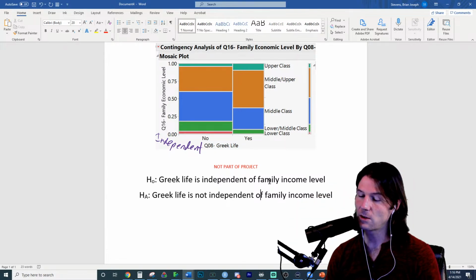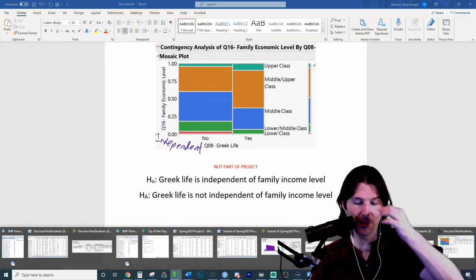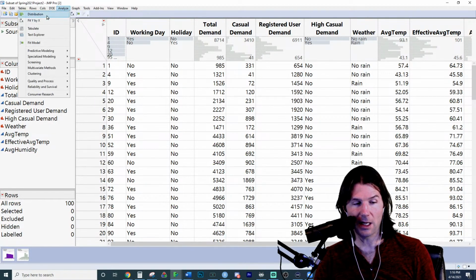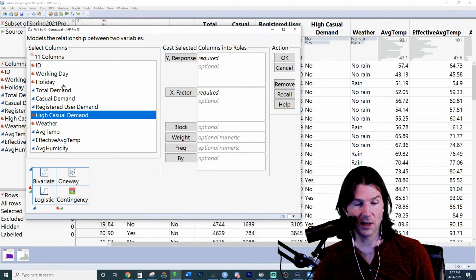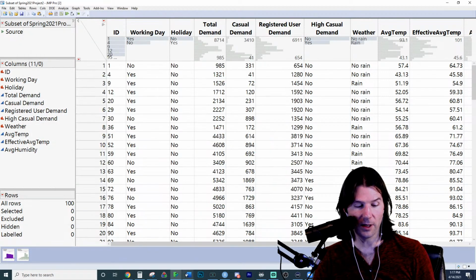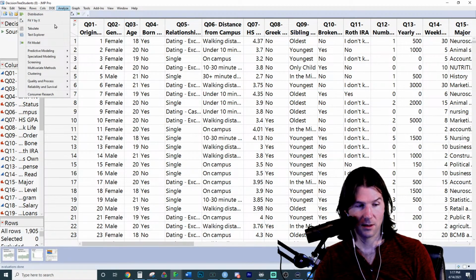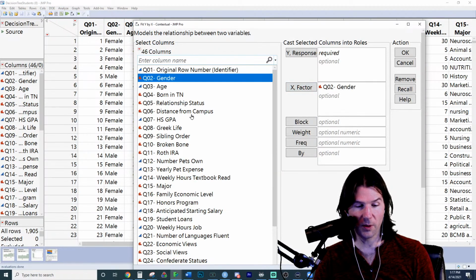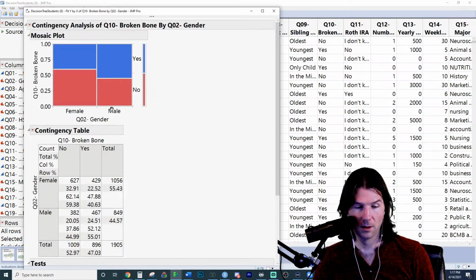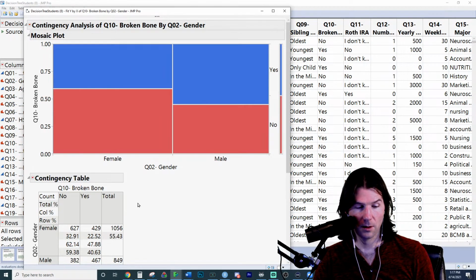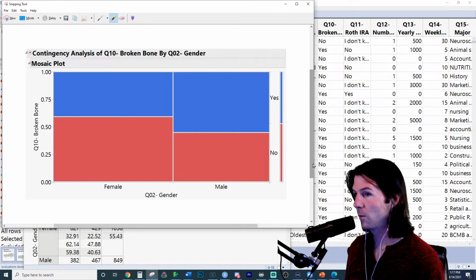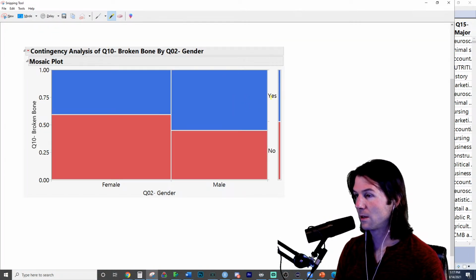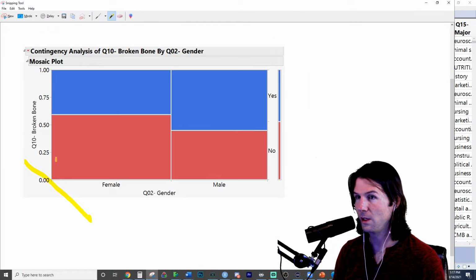Mandy and everyone else, I want to ask you this question. What would the null hypothesis be for the following? This is not on your project, but I'll use one that's easier. Let's go here to gender explaining if someone has broken a bone. What is the only word you're going to put between these, and what is the null hypothesis for this test? Whenever you see this graphic, what is the only word you're going to put between these two words right here?